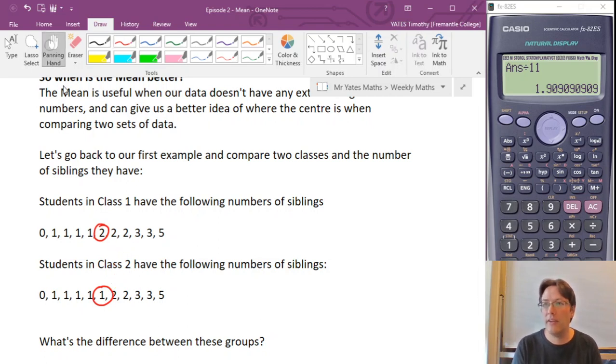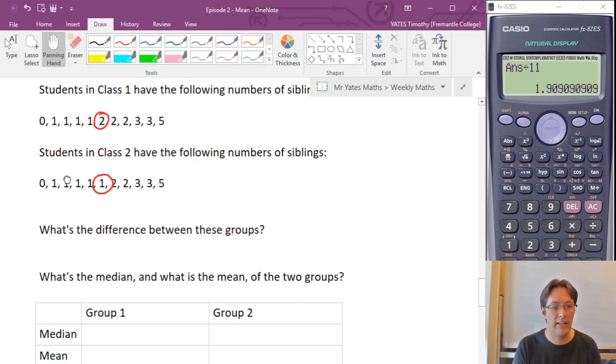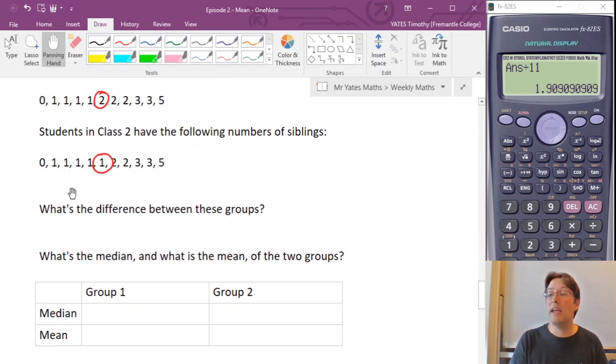So let's have a look at that and let's do some calculations. What is the median of our 2 groups? So of the first group, it should be pretty straightforward. Our median is our middle number. We calculated before. It was 2. And our mean, we calculated that before. I've still got that up on the right. It was 1.91. But what's our median of the second group now? Now the middle number, the median, is now 1.